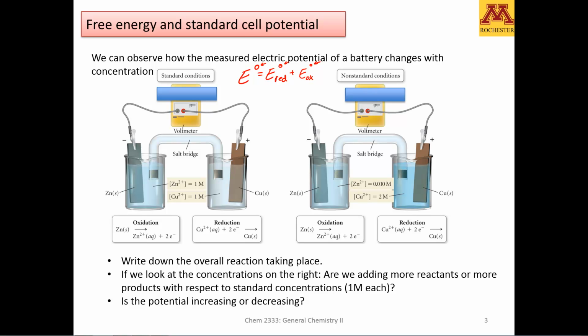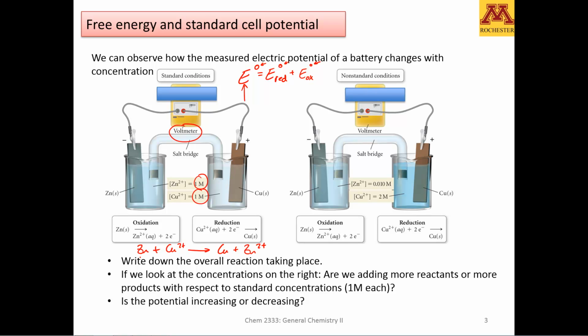So one must be aware of what this standard cell potential is actually measuring. So what this measures is what the voltmeter is going to indicate when you put 1 molar of each of the reactants and products involved. In this case, on the left you have the oxidation of zinc that reacts with copper to give copper 0 and zinc 2 plus. Okay.